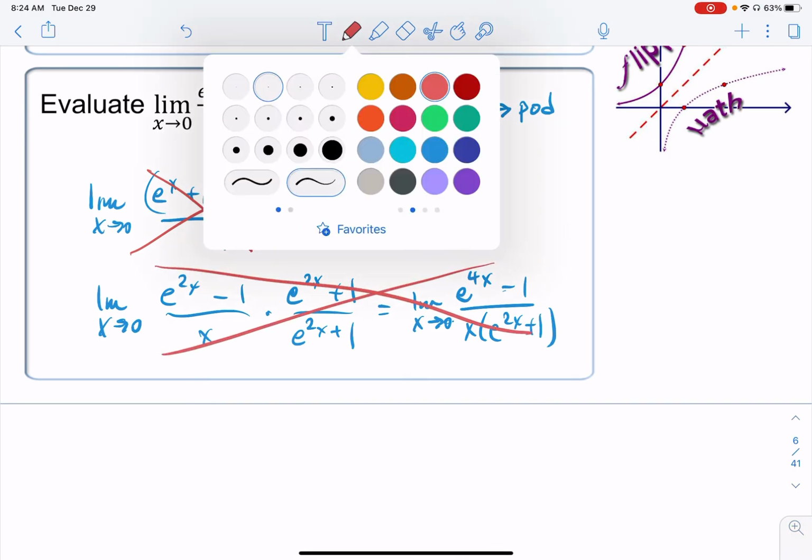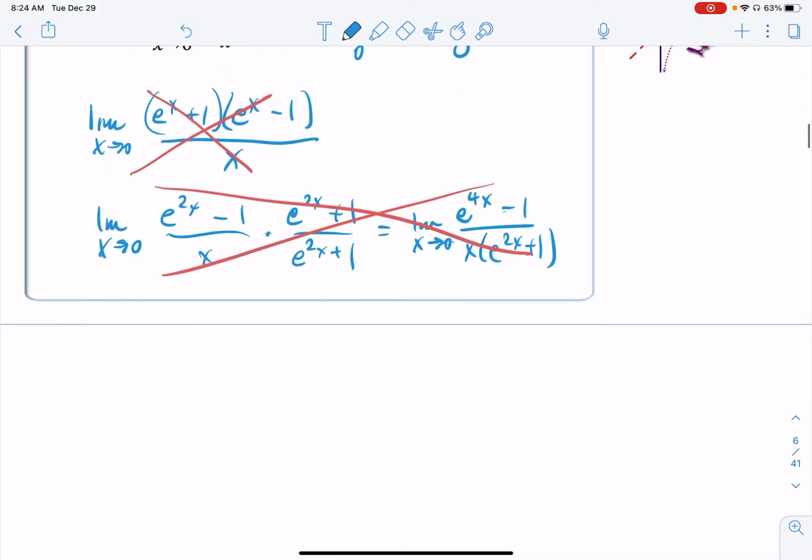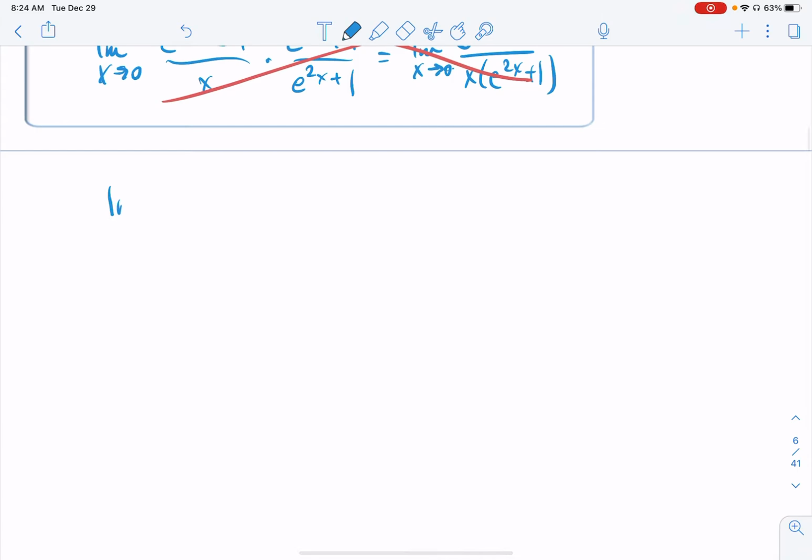Oh, you know what? I've got another idea. We could divide the top and the bottom by the highest power of x that's in the denominator. Let's just try that one. Limit as x goes to 0, e to the 2x minus 1. We're going to divide that by x over x divided by x. Okay, let's see if this helped.